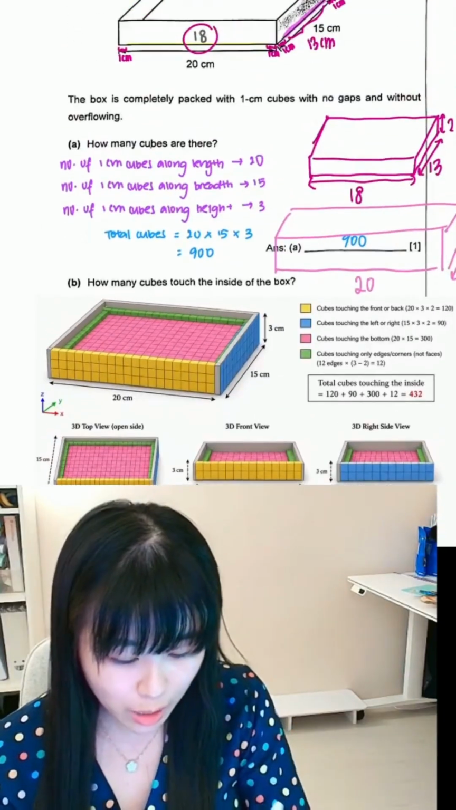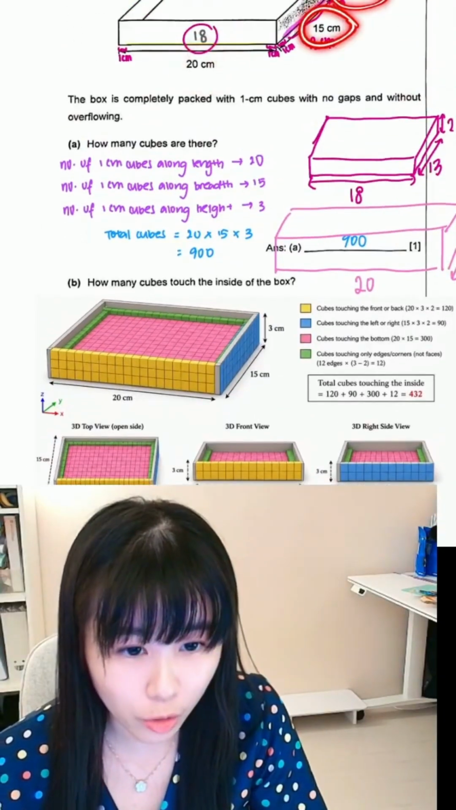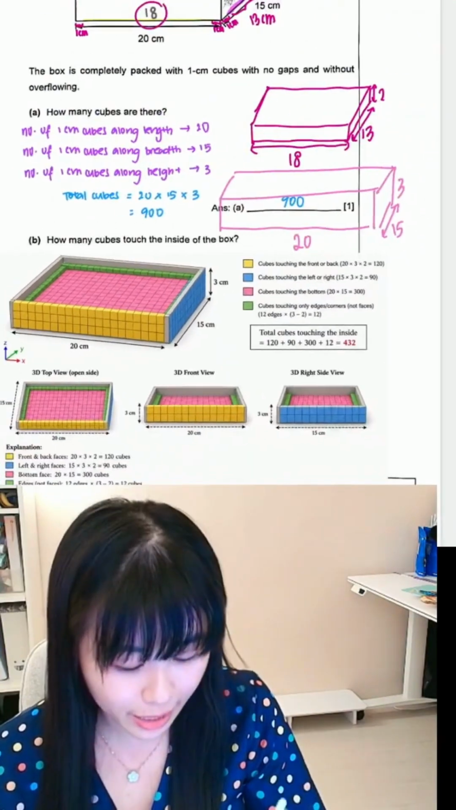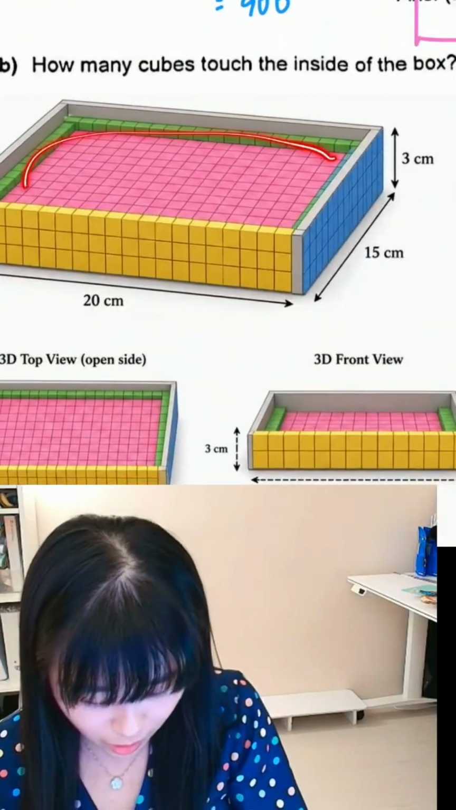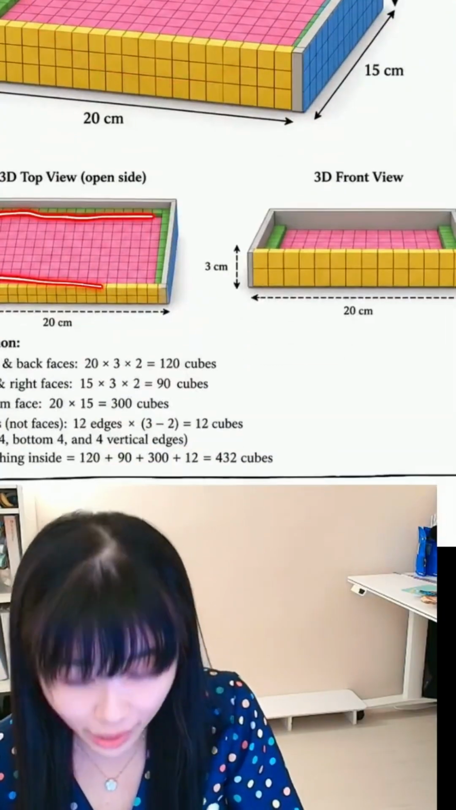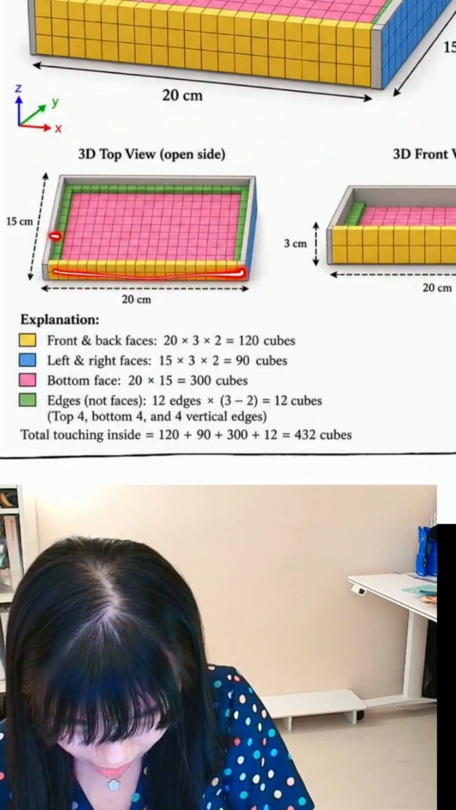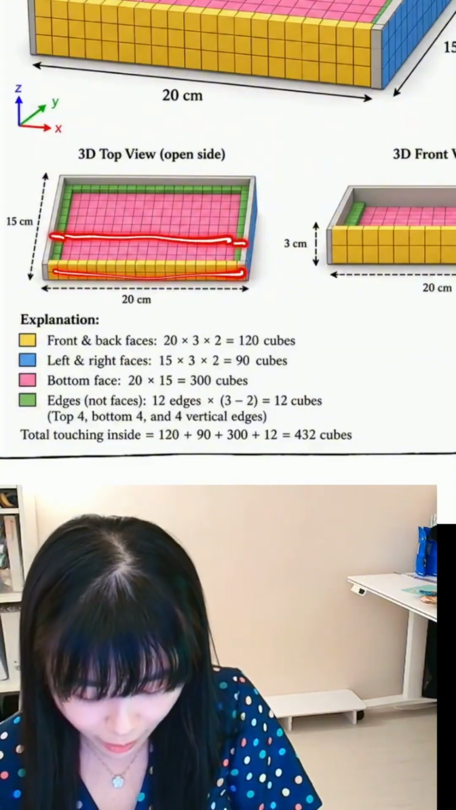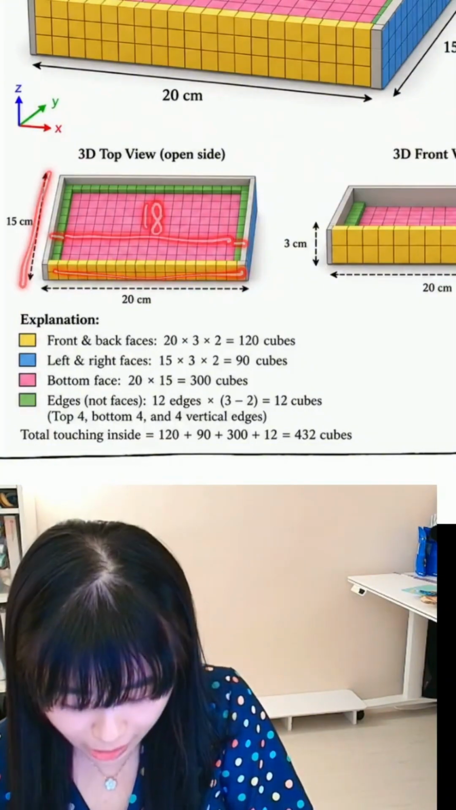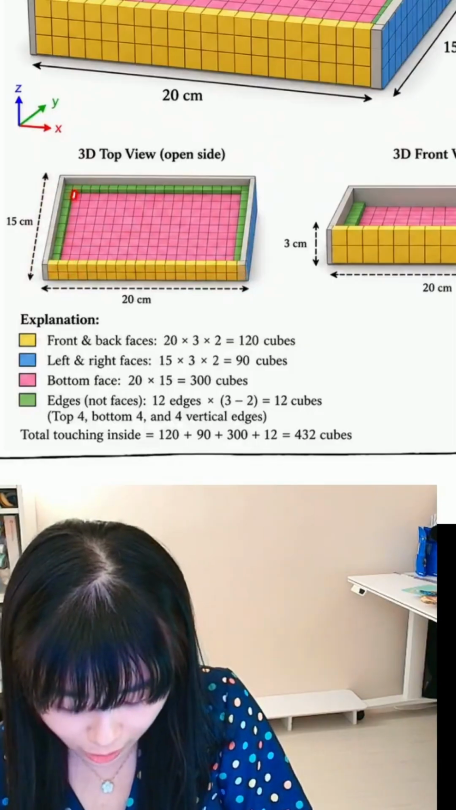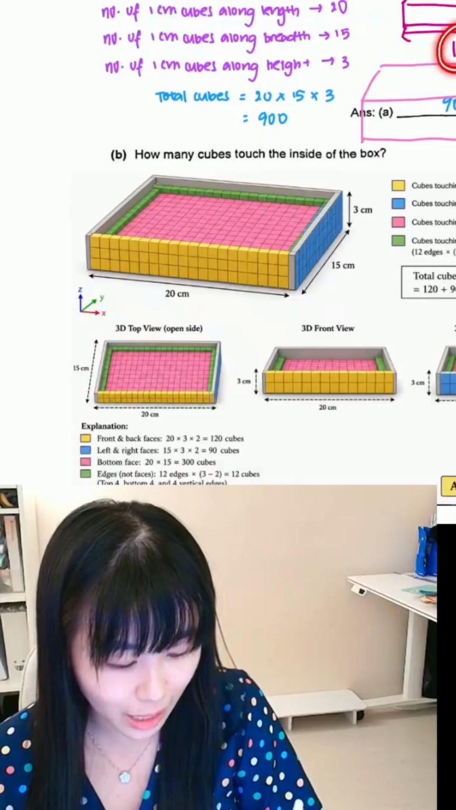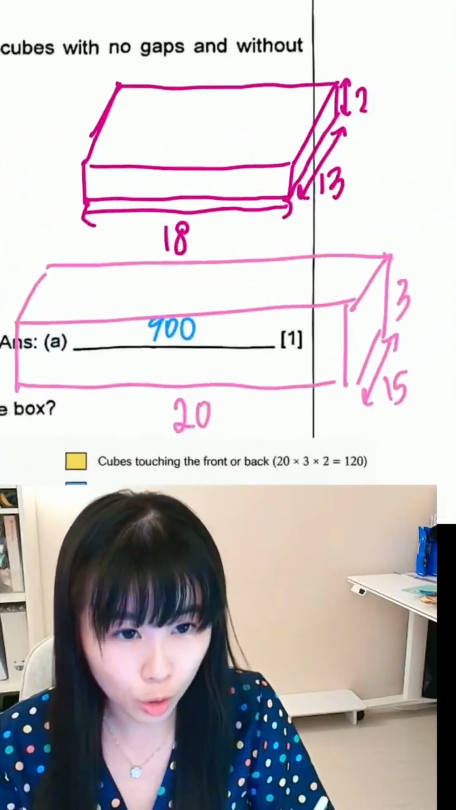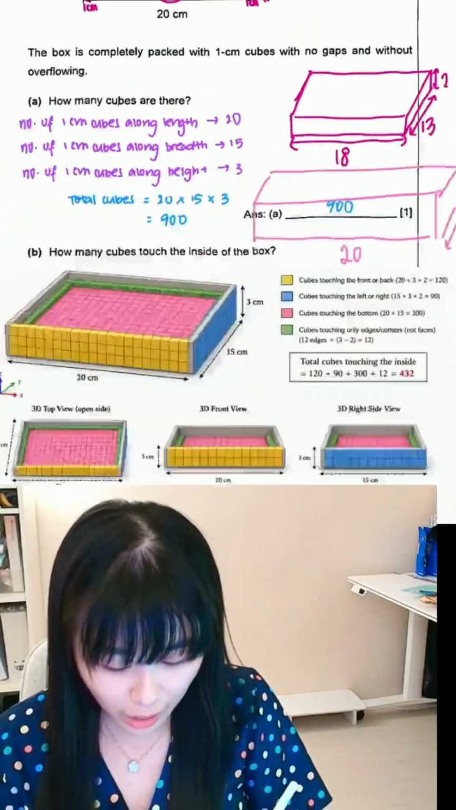So imagine, just now it was 20 by 15 by 3. The whole idea, when I take 18 times 13 times 2, I am actually finding the pink color part here. Can you see? The pink color part here. That's why I take 20, I minus the 1 cm, I'm left with 18 here. Then the 15, I minus 1 here, I am left with the 13. So actually, whatever I was doing earlier on, when I took 18 times 13 times 2, I am finding the pink color part.